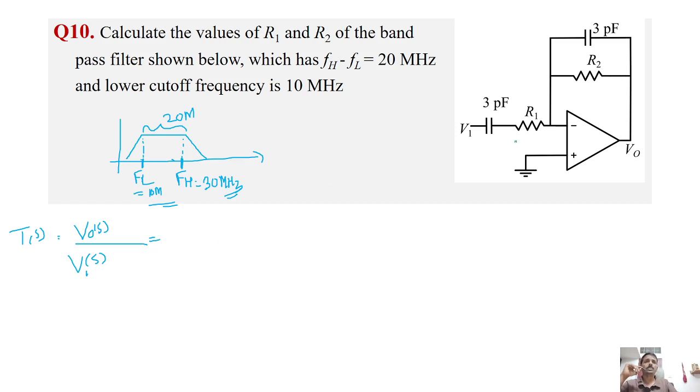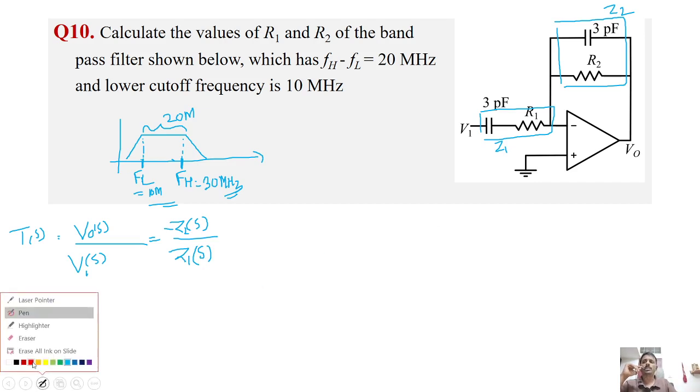Since this is like an inverting amplifier, this is one impedance, say Z1, and this is the other impedance Z2 in feedback. So what is V0 of S by V1 of S? V0 of S by V1 of S is minus Z2 of S by Z1 of S, since it's an inverting configuration. So from here we'll find what Z1 of S and Z2 of S are.